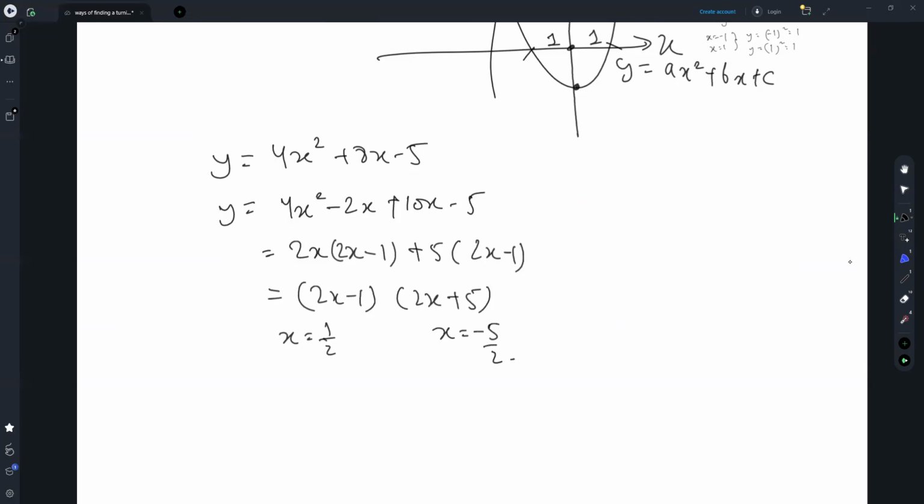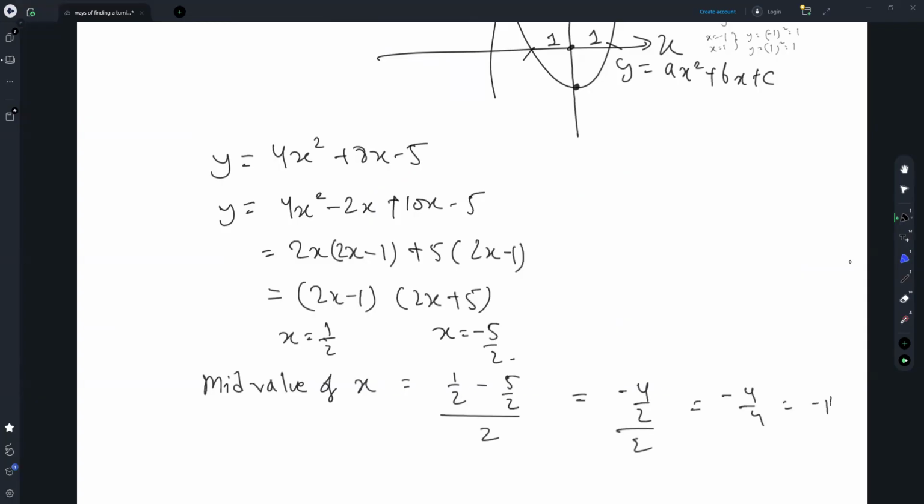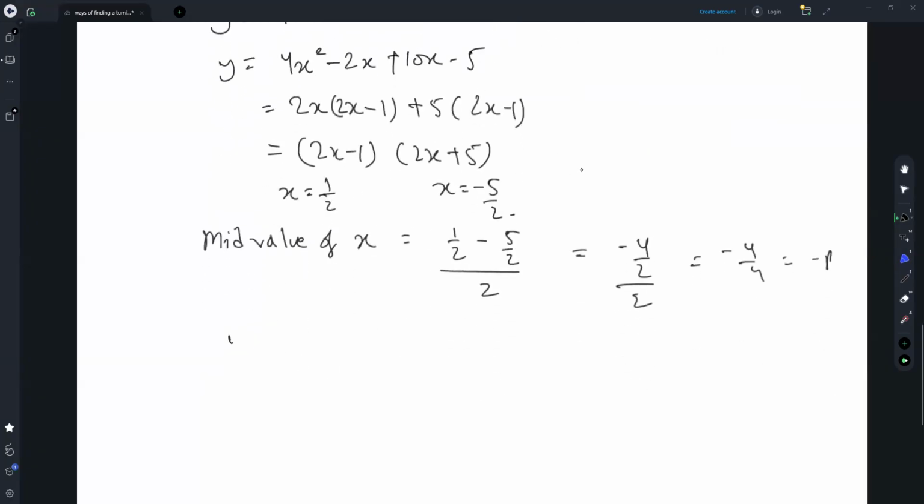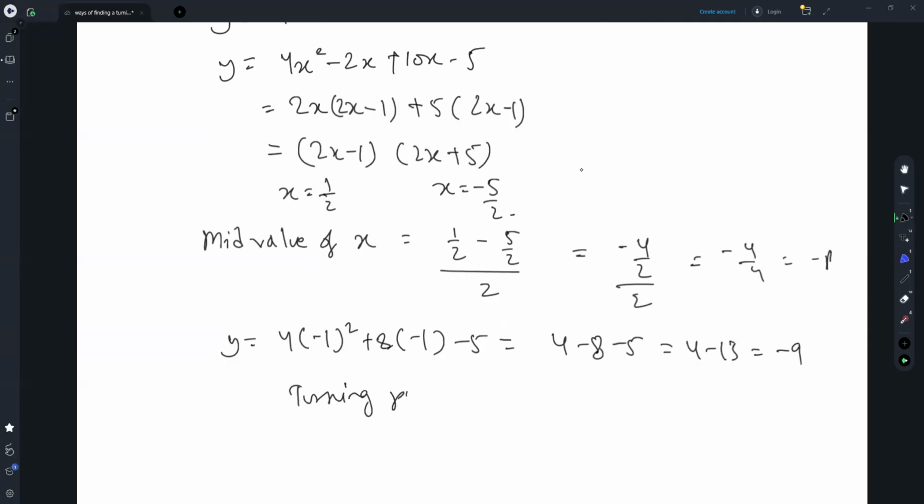Now, from there we can find the midpoint. The mid value of x is going to be the average of these 2 points. So we get minus 4 by 2 divided by 2, so minus 4 by 4, which is minus 1. Now we substitute it back into this equation and we get the same answer. There we go. So the turning point here is going to be minus 1, minus 9.